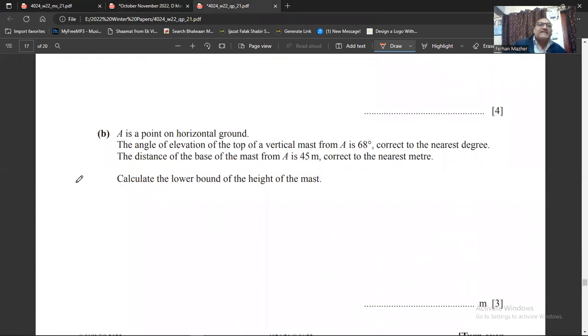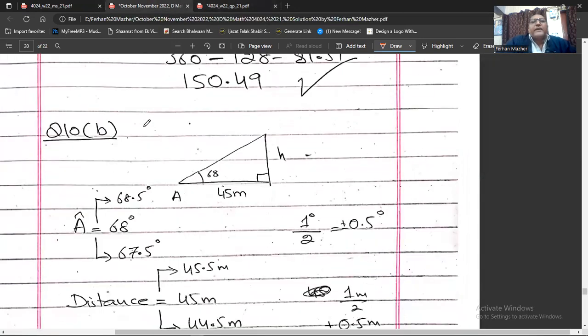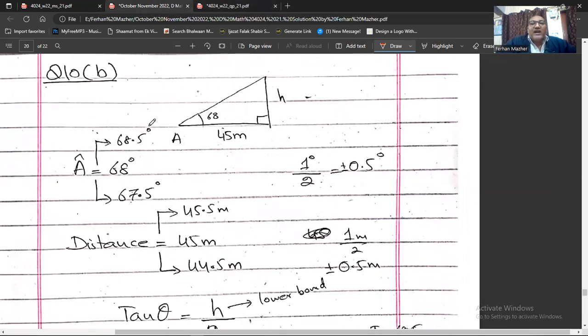It's a 3 marks question. He says A is a point on horizontal ground. The angle of elevation of the top of a vertical mast from A is 68 degrees, correct to the nearest degree. The distance of the base of the mast from A is 45 meters, correct to the nearest meter. Calculate the lower bound of the height of the mast. Oh my God. Okay, so it's a tricky question.